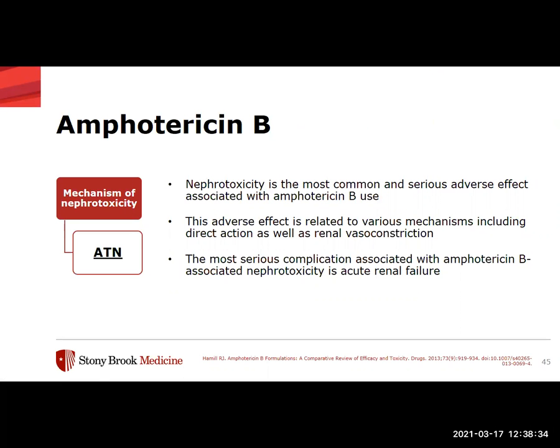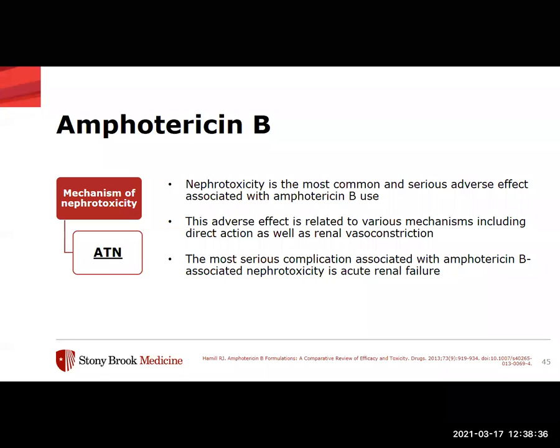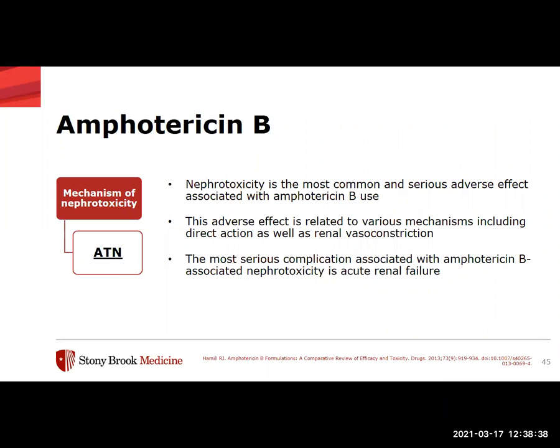Okay, so now we're going to talk about the antifungal amphotericin B. Nephrotoxicity is the most common and most serious adverse effect associated with amphotericin B that occurs relatively early during therapy. However, it can be reversible in most patients. The nephrotoxicity observed with amphotericin B use is due to direct action of the drug on the renal tubules as well as drug-induced renal vasoconstriction.